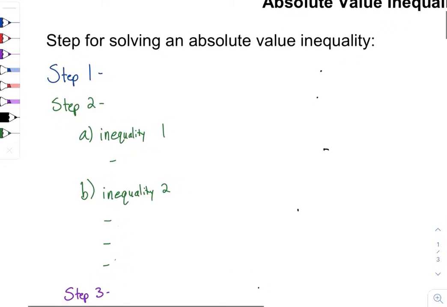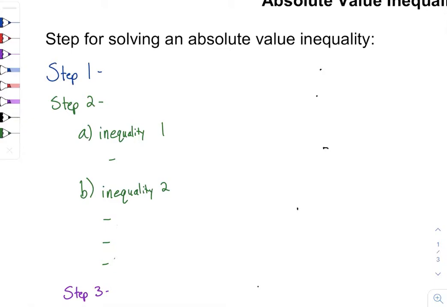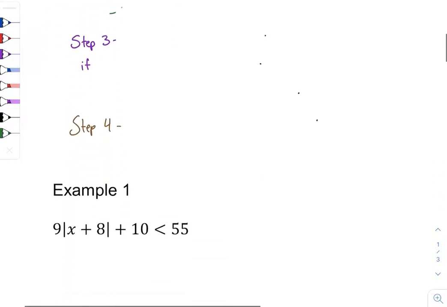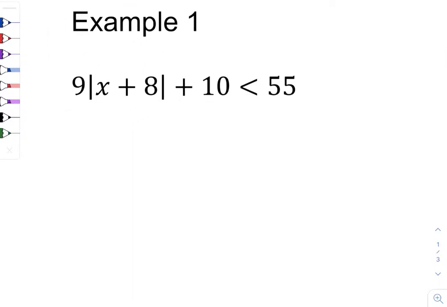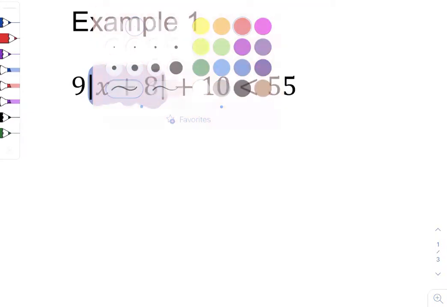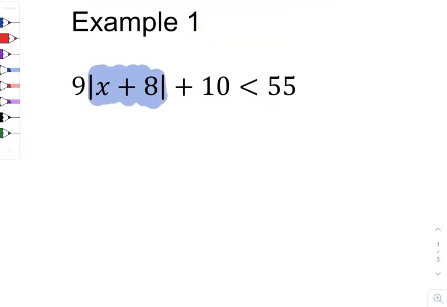So the first step, which is something you always want to remember with absolute value equations and inequalities, is you need to isolate the absolute value. That's the very first thing you want to do. Get it by itself on one side of the equal sign or the inequality, and then work from there. So in this case, I need to get this absolute value of x plus 8 by itself. So I'm going to undo everything else in this inequality, just like I would any other inequality. The first thing being to subtract 10 on both sides.